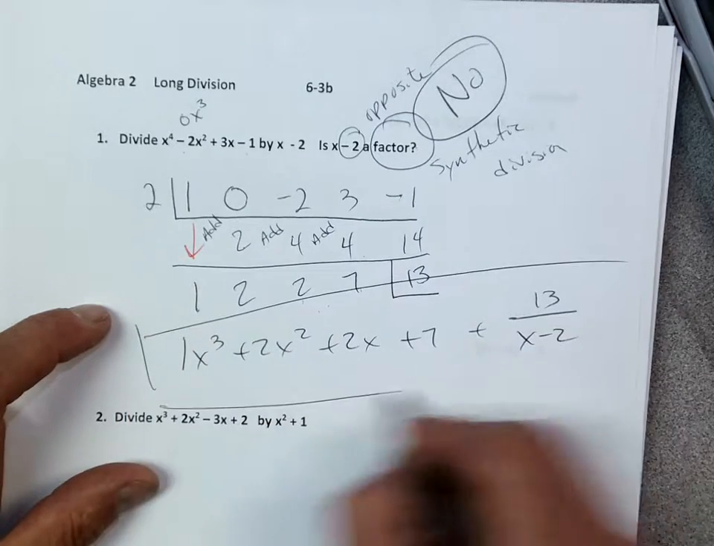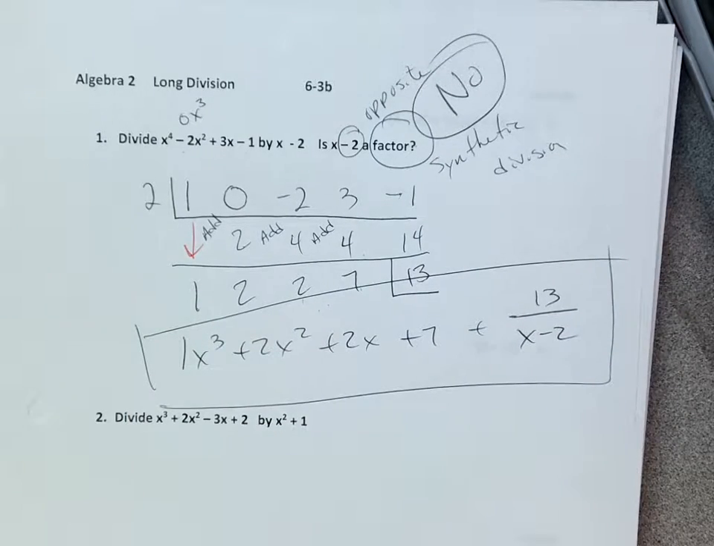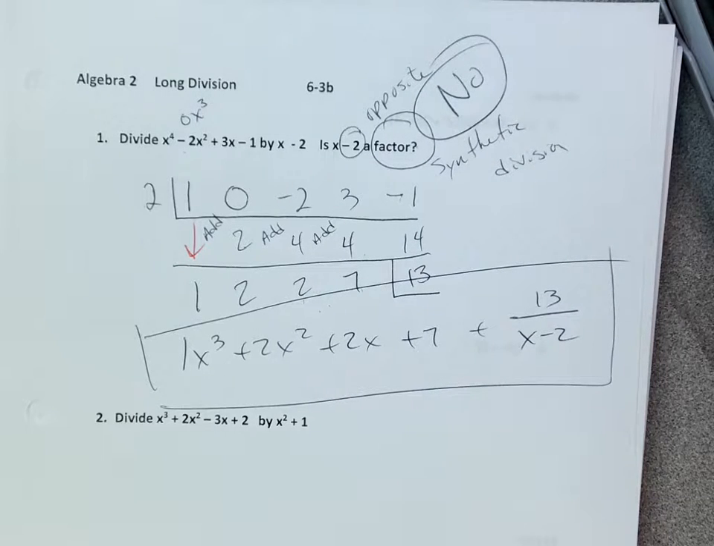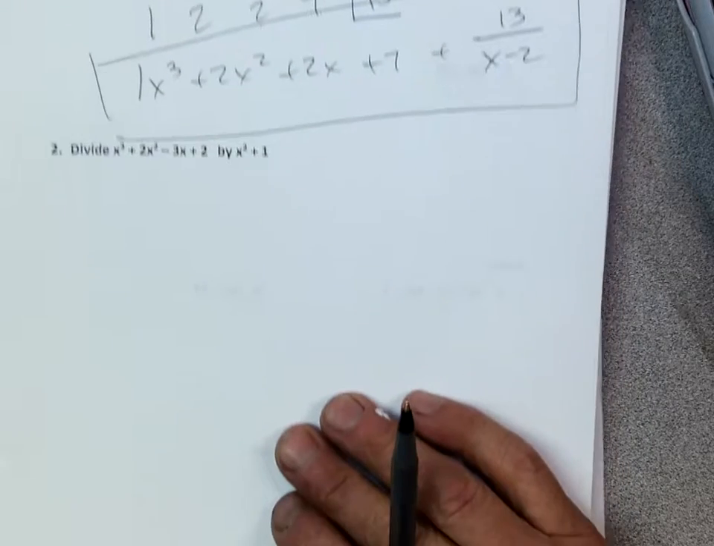That's my answer. Remember how we did the remainder? The 13 is the remainder, but over what we divided by. So the x's were there, they're just kind of invisible. That's why we call it synthetic, right? Synthetic division, okay?